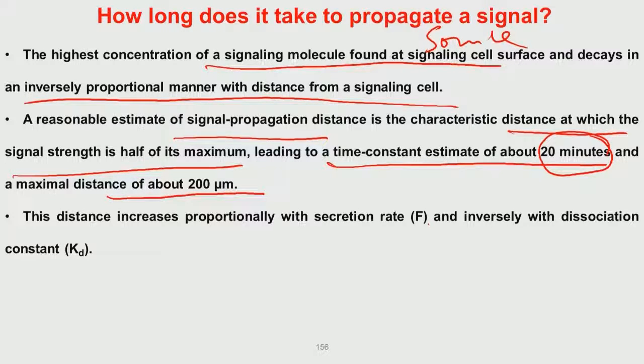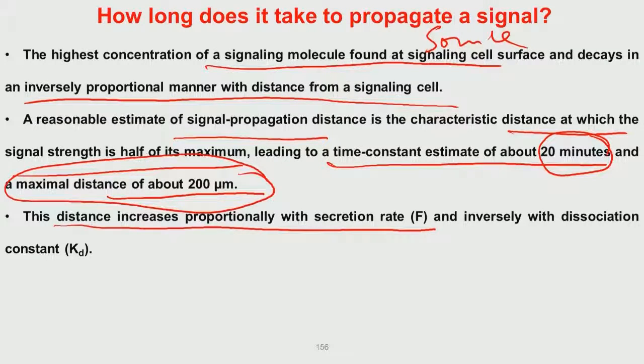The other thing mentioned in this slide is that this distance increases proportionally with secretion rate. What distance am I talking about? That is the maximum distance, which is taken as 200 micron, and it varies inversely with the dissociation constant Kd. Dissociation constant means that once the signal molecule is generated, it is attached to the cell surface receptors of the target cell. Now, if it is dissociated from that, the signaling process would be a little weak.